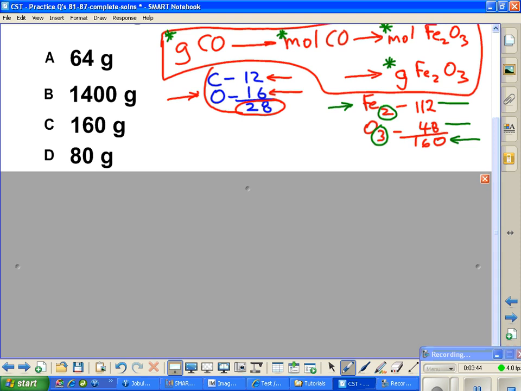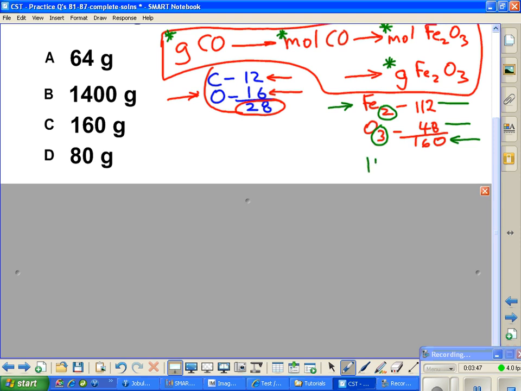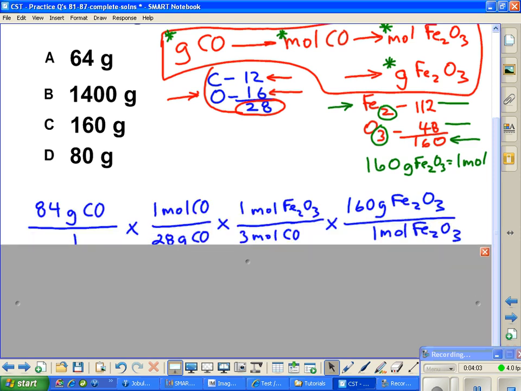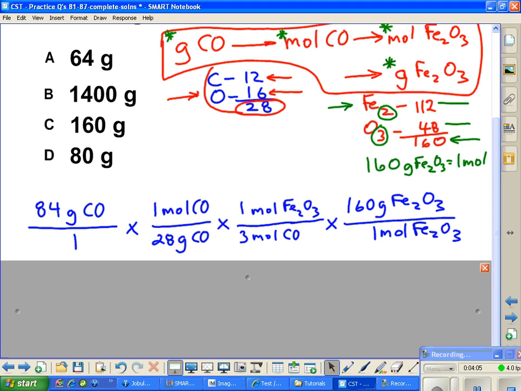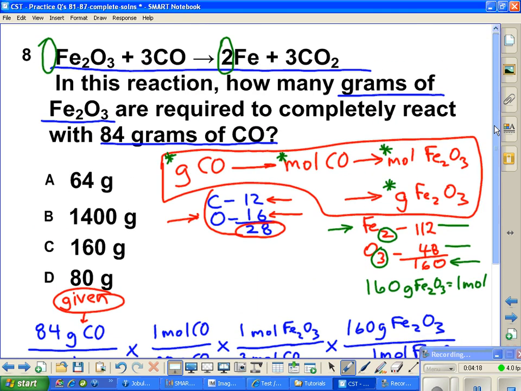160 grams. We can rewrite this: 160 grams Fe2O3 is going to be equal to 1 mole. And we're good to go on that. Now we're ready to start our calculation. So let's label this as we go along. This is the given, right here. That's what we were given in the problem: 84 grams of carbon monoxide. See it up there? 84 grams.